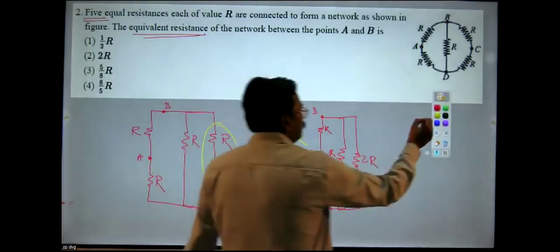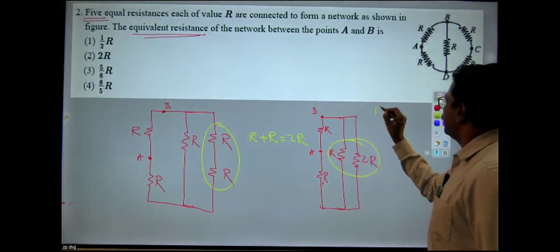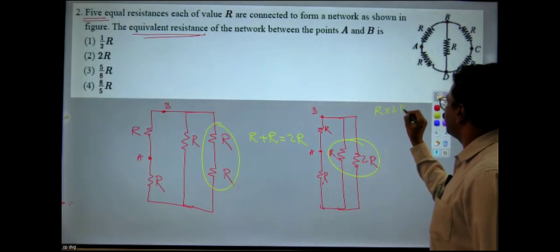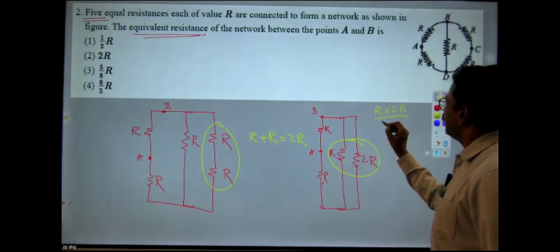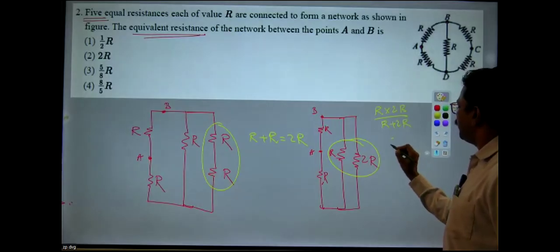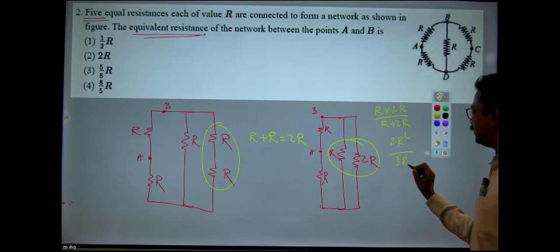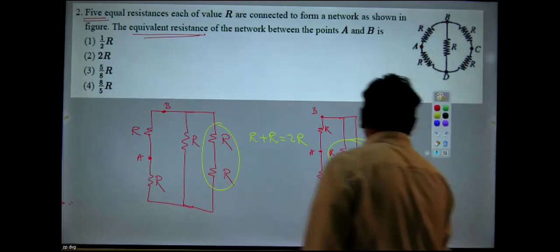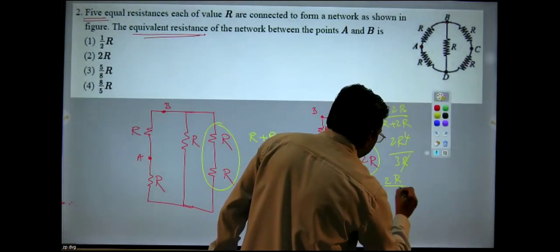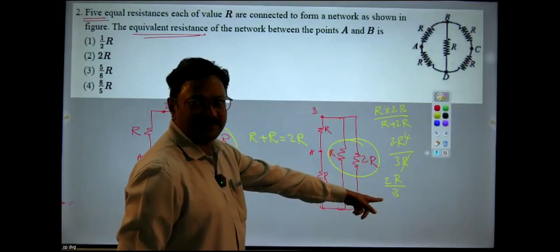Let's find out. So the equivalent resistance of these 2 is given by R into 2R by R plus 2R. Okay. So R into 2R is 2R square by R plus 2R is 3R. Let's cancel R with R square. So we get 2R by 3. The equivalent resistance of this part will become 2R by 3.